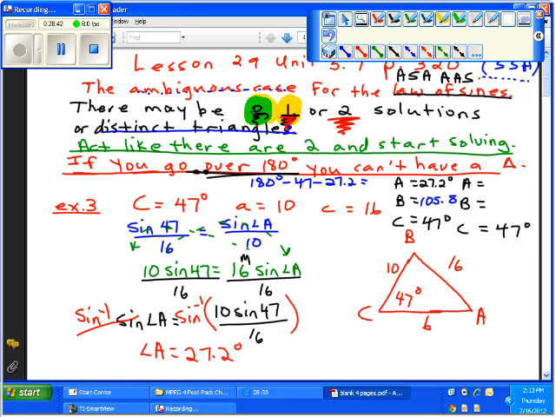Now, which angle did we find first? We found angle A. So to find the other choice of angle A, the one we found first, we're going to do 180 degrees minus our first choice of angle A, 27.2. We'll have 180 minus 27.2, and we get 152.8. That means my second choice for angle A would be 152.8 degrees.